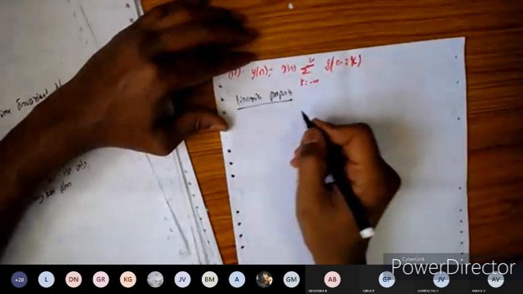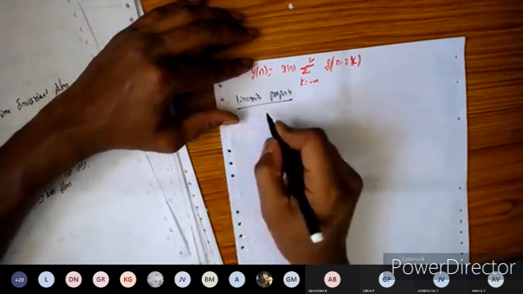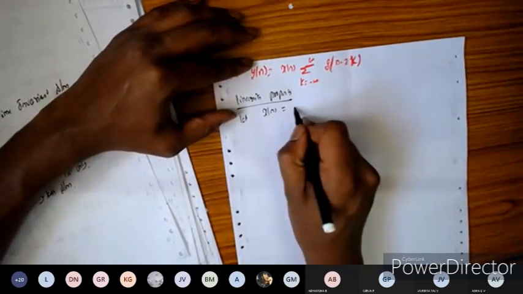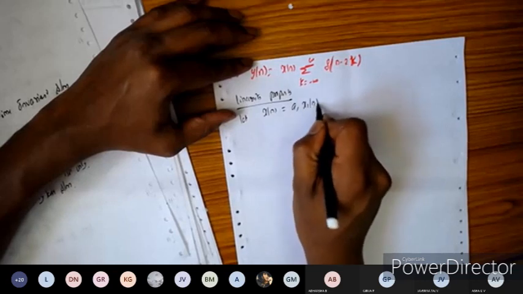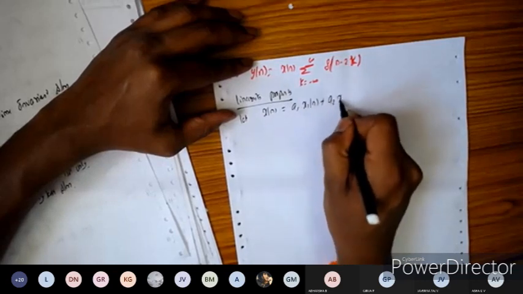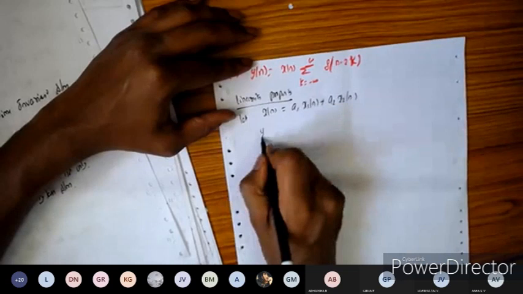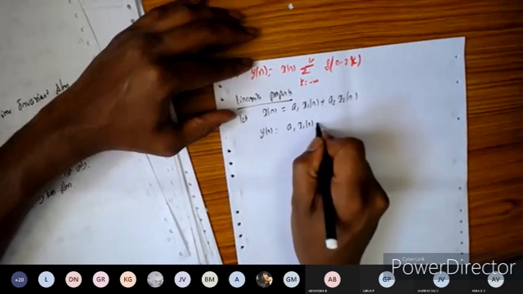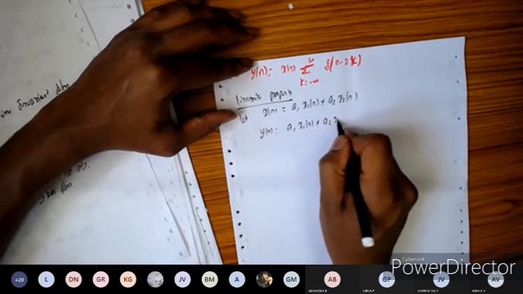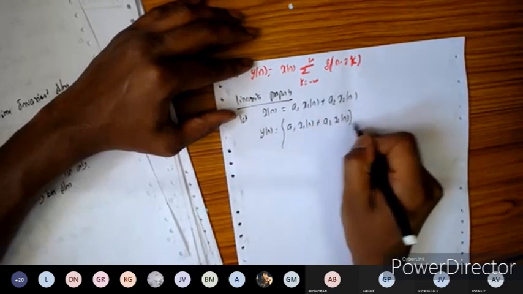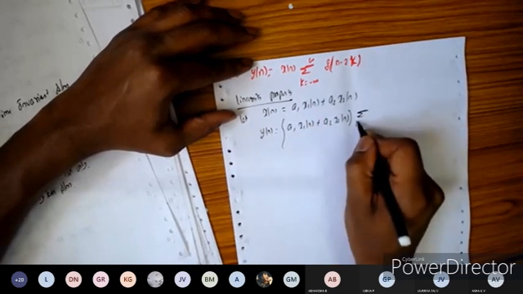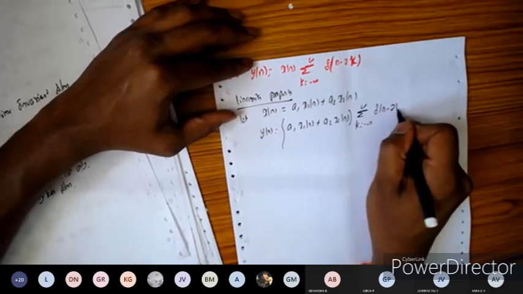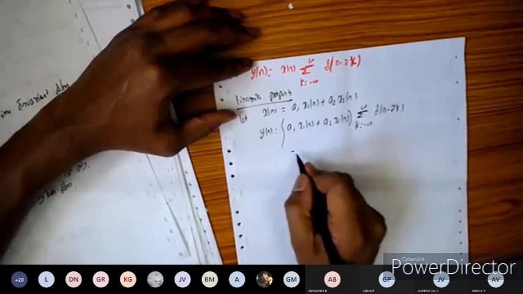Okay, first one is the linearity property. Let us verify. What we need to do is substitute x of n equal to a1 into x1 of n plus a2 into x2 of n. So y of n is equal to a1 into x1 of n plus a2 into x2 of n, multiplied by the summation k equal to minus infinity to plus infinity of delta of n minus 2k. Now I'm going to multiply the individual terms.